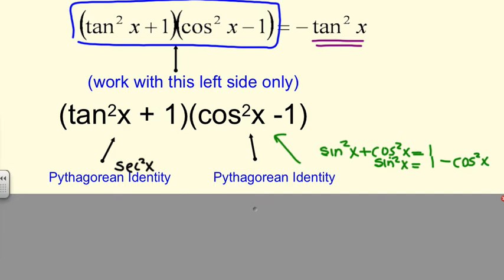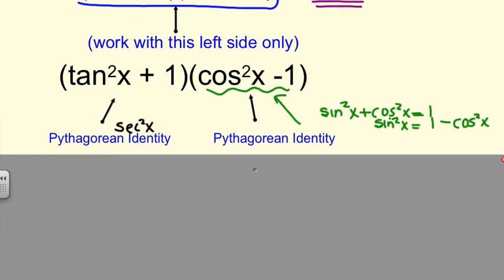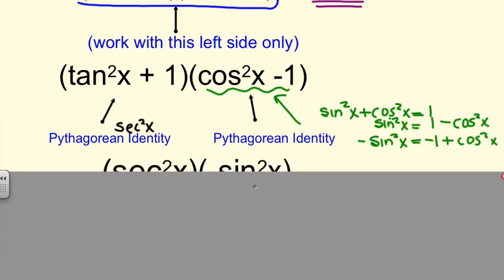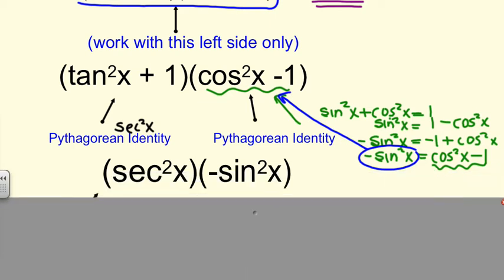Well, that doesn't exactly look like it yet because I have a positive and then a minus. So can I do this instead? Take out a negative sign and then I get a negative 1 and a positive cosine squared of x? Sure. So I get negative sine squared of x equals cosine squared of x minus 1. Here is now my parentheses, so I can replace it with negative sine squared of x.